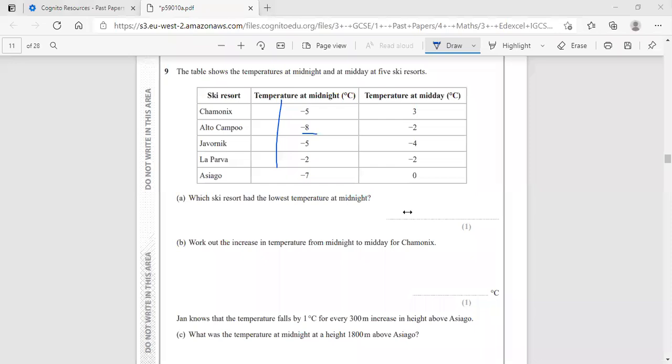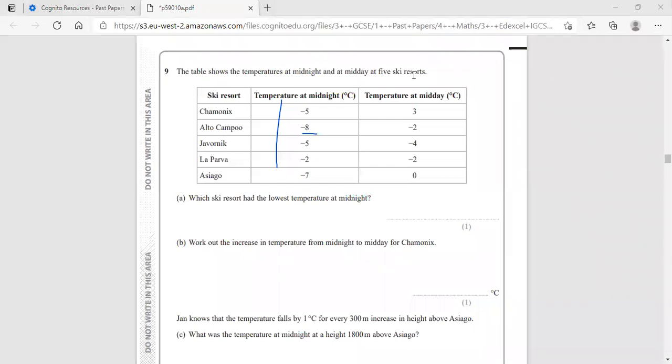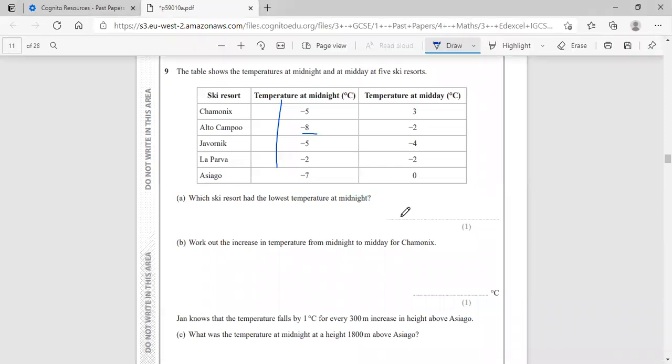Alto, I'm just going to put AC. Work out the increase in temperature from midnight to midday for Chamonix. So we've got this one here, the top one, the temperature increase. So we're going from -5 to 3. How much increase is that? If you think about it on a number line, we've got 0 here. I'm going to make a little number line to help you with this.